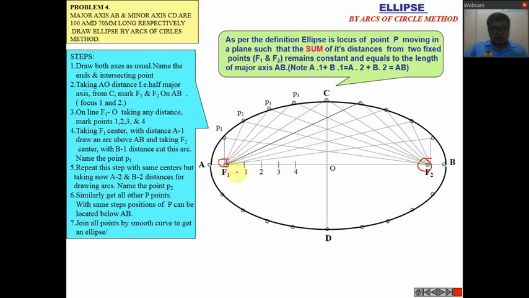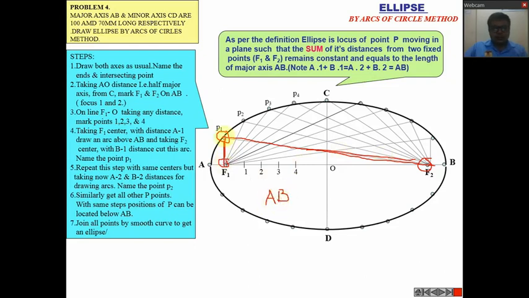So what it is saying is that the distance which is considered from the two fixed points, that is F1 and F2, if we take this distance F1P1, this length, and this distance, that is P1F2, if we take the summation of these two distances, it will always be equal to the major axis AB.